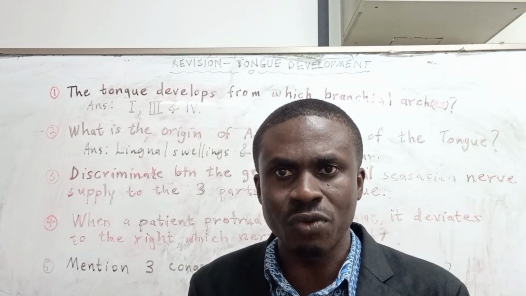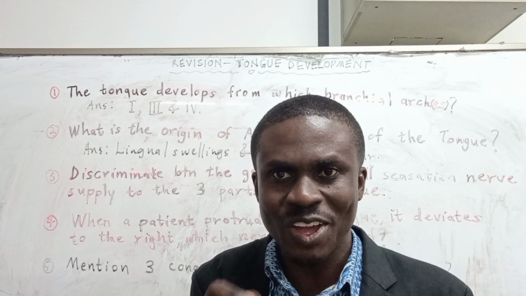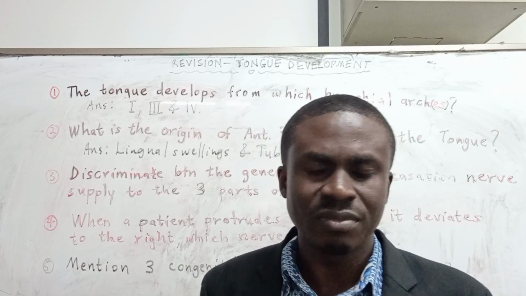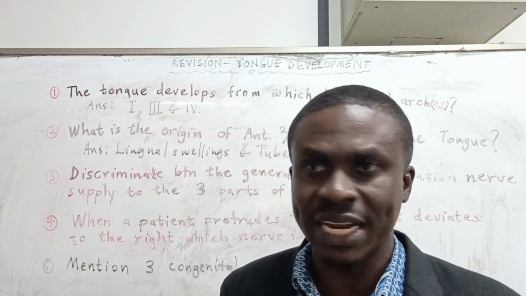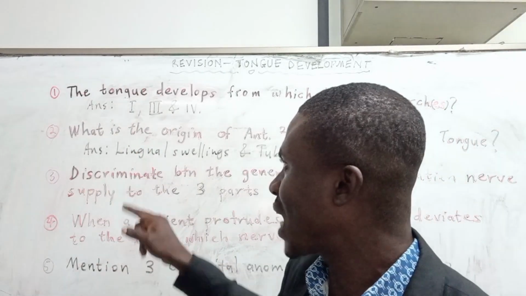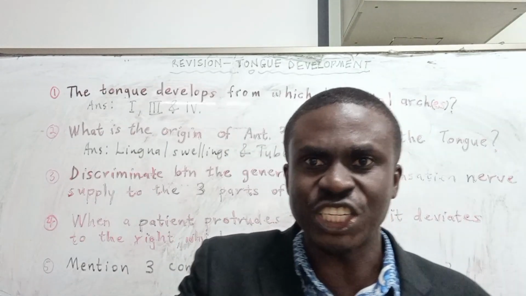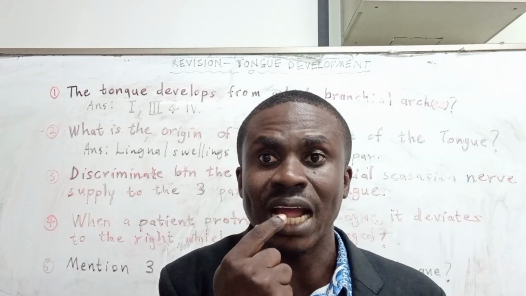Your answer is, of course, the lingual nerve, a branch of what we call the mandibular nerve. Actually, from the posterior division of the mandibular nerve. That is the lingual nerve. So that lingual nerve becomes the nerve supply, carrying general sensation from the anterior two-thirds portion of the tongue.